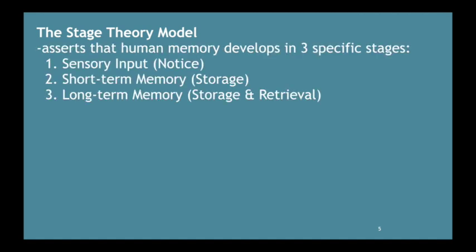One of the major memory models is called the stage theory model. It asserts that human memory develops into three specific stages. First, the sensory input, where someone notices something. Two is short-term memory, where it's a short-term storage. And then three is long-term memory, where there's a longer-term storage and the person is able to retrieve that over the long term. Let's go through them one by one, shall we?